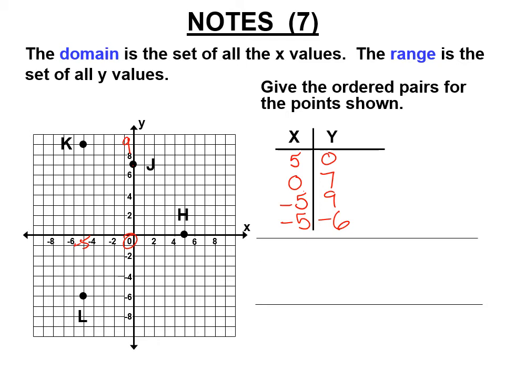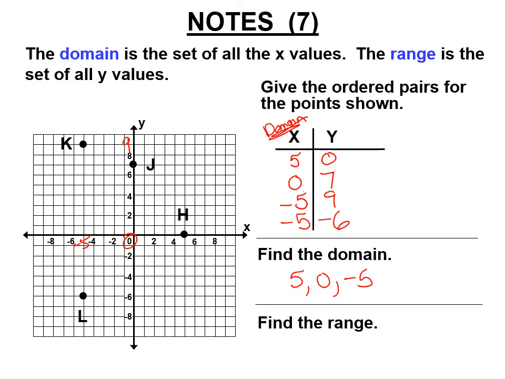Now, the domain is all the x values. So what are those? 5, and you can put them in any order, 0 and -5. You don't write the -5 twice. On a t-table, the left side is always x. It's always the domain. So what is the range? The range here is 0, 7, 9, and -6. The y values will always be called the range. When I ask for the range, it's all the y values. There is another range used for something else in math as well, but in algebra class, range is the y coordinates, all of them.